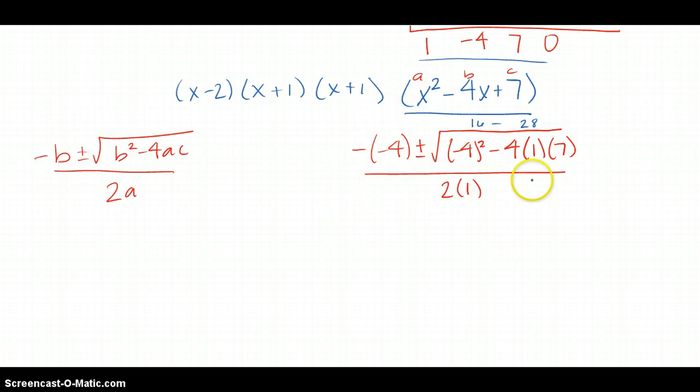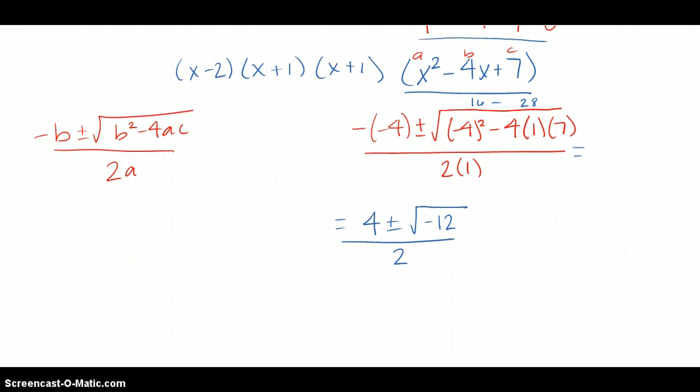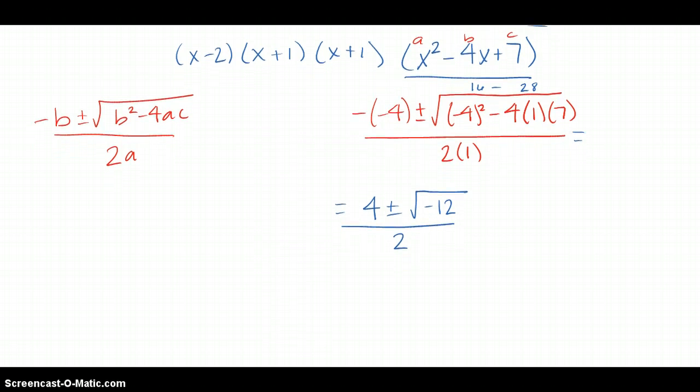So our next line, I'm going to move down here. I'm going to have positive 4 because that negative times a negative, plus or minus the square root of 16 minus 28 gives us a negative 12, all over 2. Now remember, when you have a negative under a square root, you need to pull that out and have that be an i. And you can simplify the square root of 12.